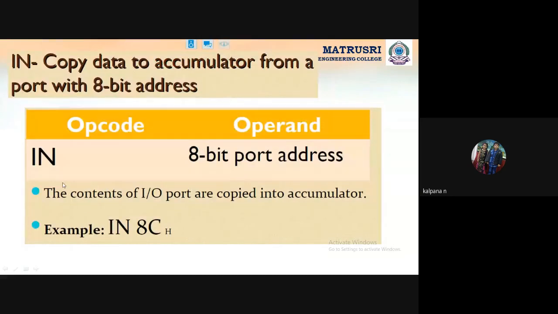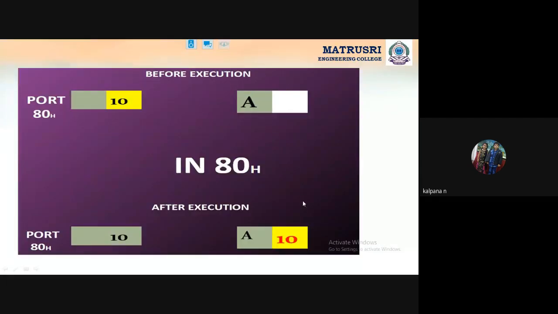IN means the data present at the input port will be moved into the accumulator. IN 80 is given. So at port 80, 10 is present. After execution, that 10 will be moved into the accumulator. IN 80 stands for moving the data at port 80 into the accumulator.